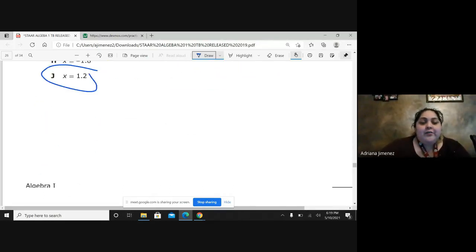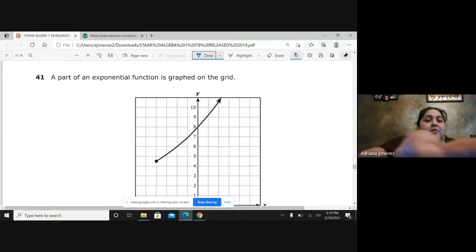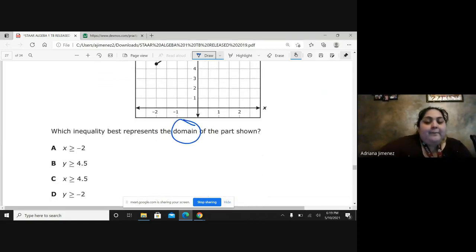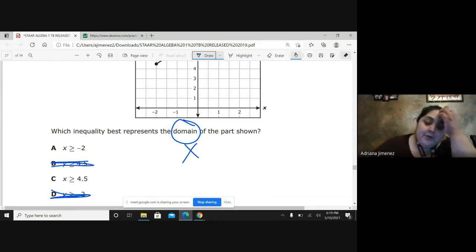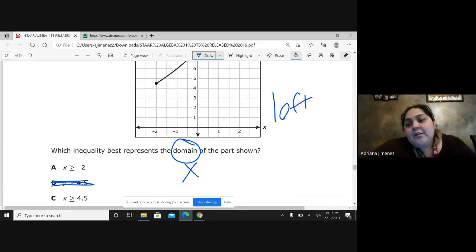All right, we go down to the next problem. Okay, and this is exponential. Know that much, but we know that by looking at the graph too. And then what's the domain? Okay, the domain is the letter X. So we cross out the ones that have the Y. And remember, domain is always from left to right. Left to right.